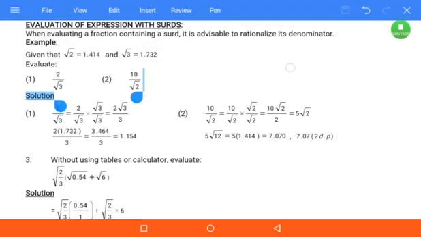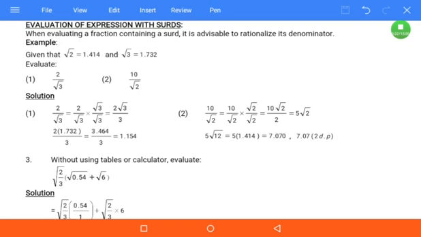Good morning. Today we shall be discussing how to evaluate expressions with surds. We understand that when we have surds at the denominator, we have to rationalize. We learned how to handle both monomial surds and binomial surds in the last video classes. But in this class, we'll be given some expressions containing surds and asked to evaluate them given that some values are also given. Do you understand?